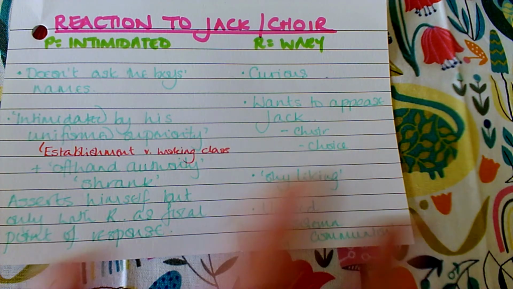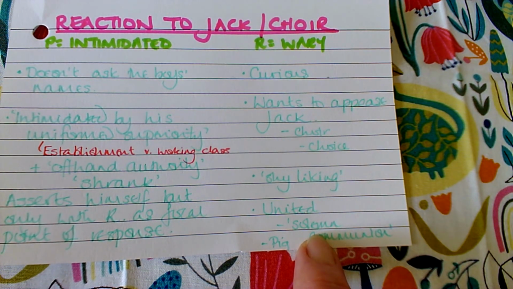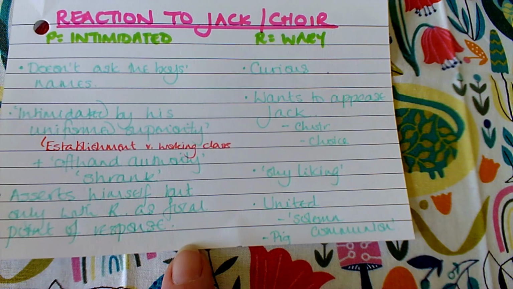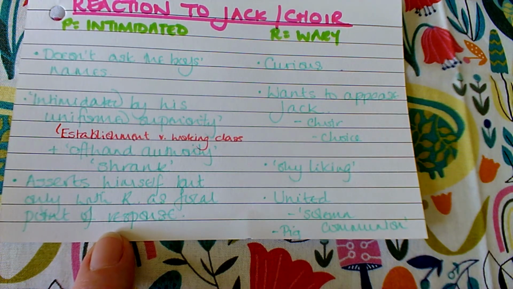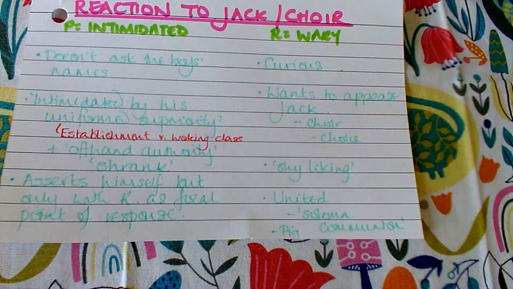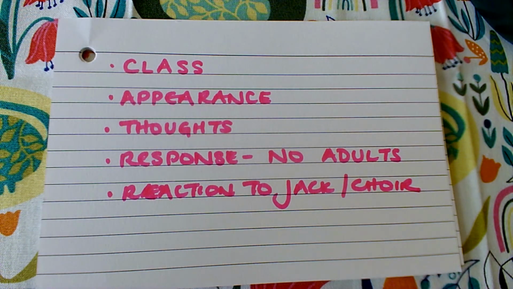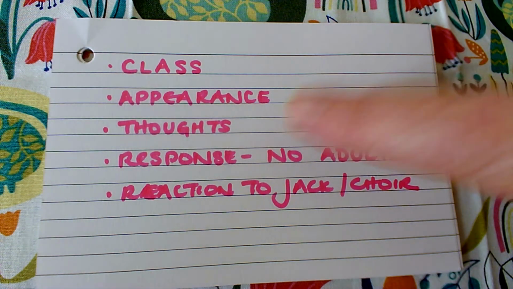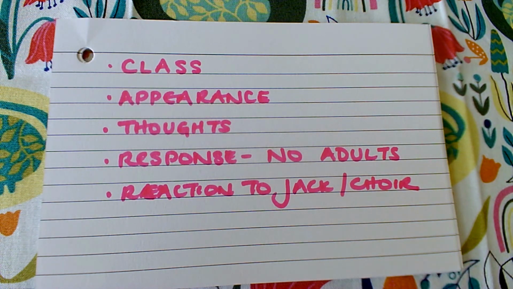But of course we're mostly focusing on the differences between the two, so I think there's a kind of perhaps grudging respect between Jack and Ralph here, because Ralph's just got that little bit more nous about how to treat him, and there's no respect whatsoever, just fear and utter disrespect between Piggy and Jack at the beginning. So there you have it, some ideas about the differences between Ralph and Piggy from chapter 1 of the book, focusing on class, appearance, thoughts, their response to there being no adults on the island, and their reaction to the appearance of Jack and his choir.